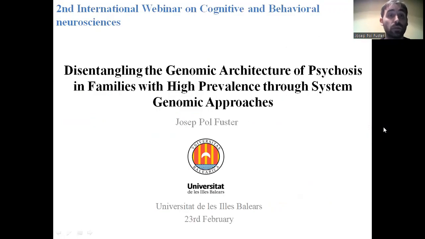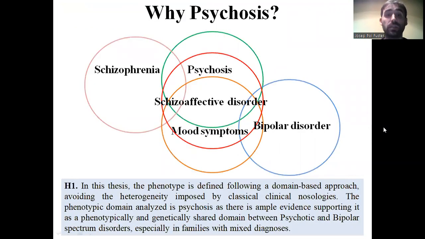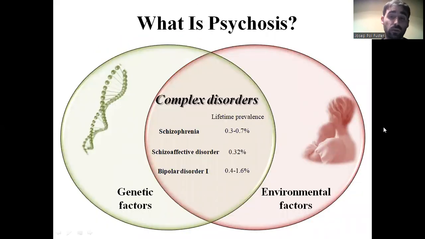The talk I'm going to give today is entitled Disentangling the Genomic Architecture of Psychosis in Families with High Prevalence through Systems Genomic Approaches. And why psychosis? Well, we focused on psychosis trying to avoid the heterogeneity imposed by classical clinical classifications. As most of you know, psychosis is a domain of symptoms which is shared among schizophrenia, bipolar disorder, and schizoaffective disorder. All these disorders were present in the families we analyzed, and all of them are complex genetic disorders.